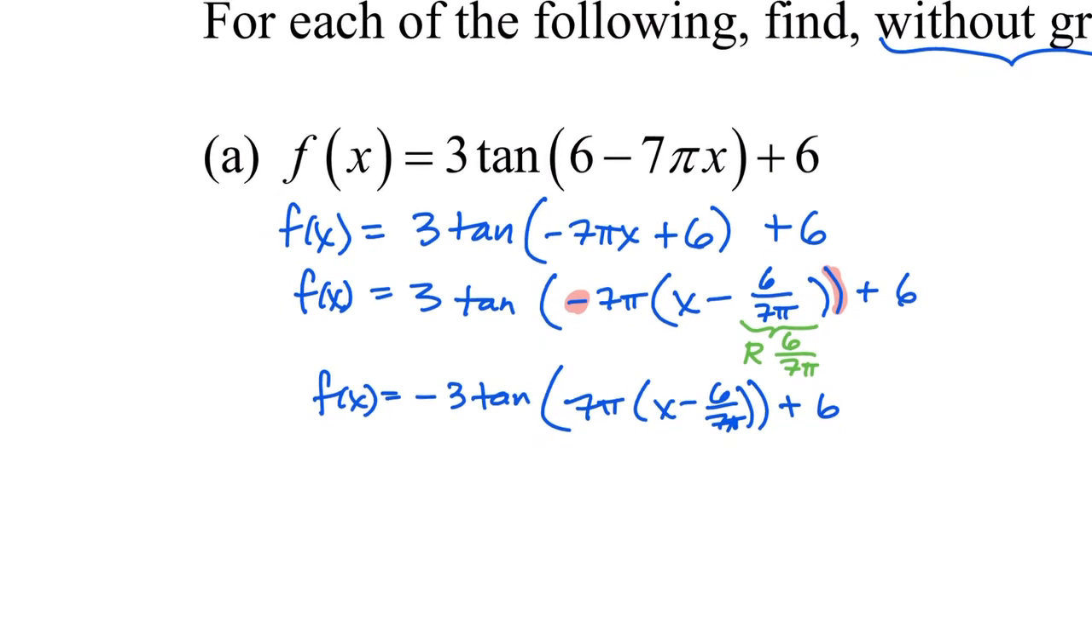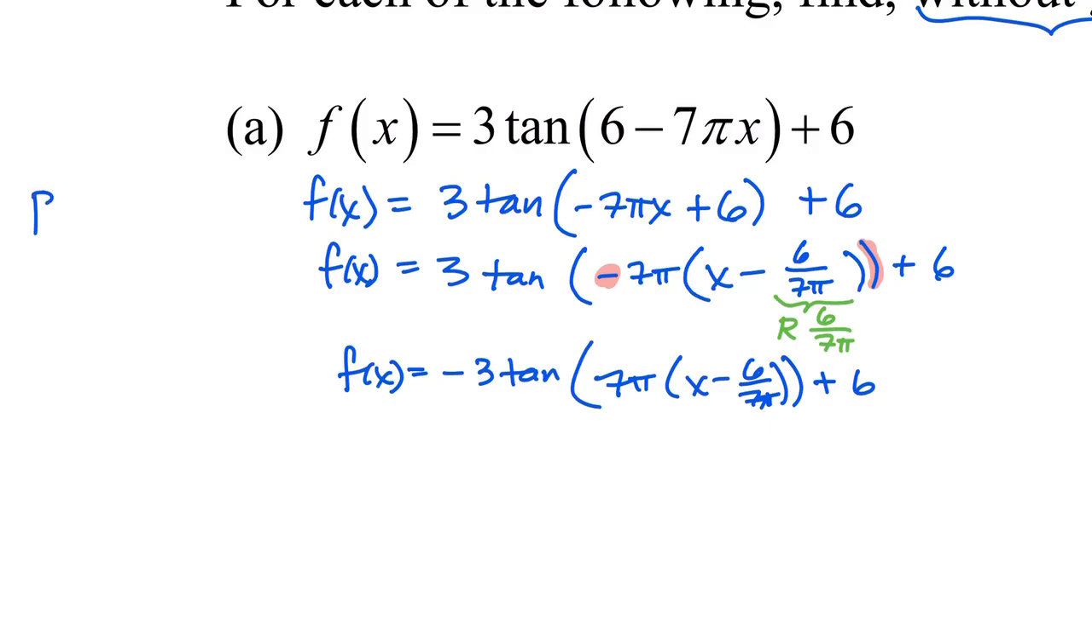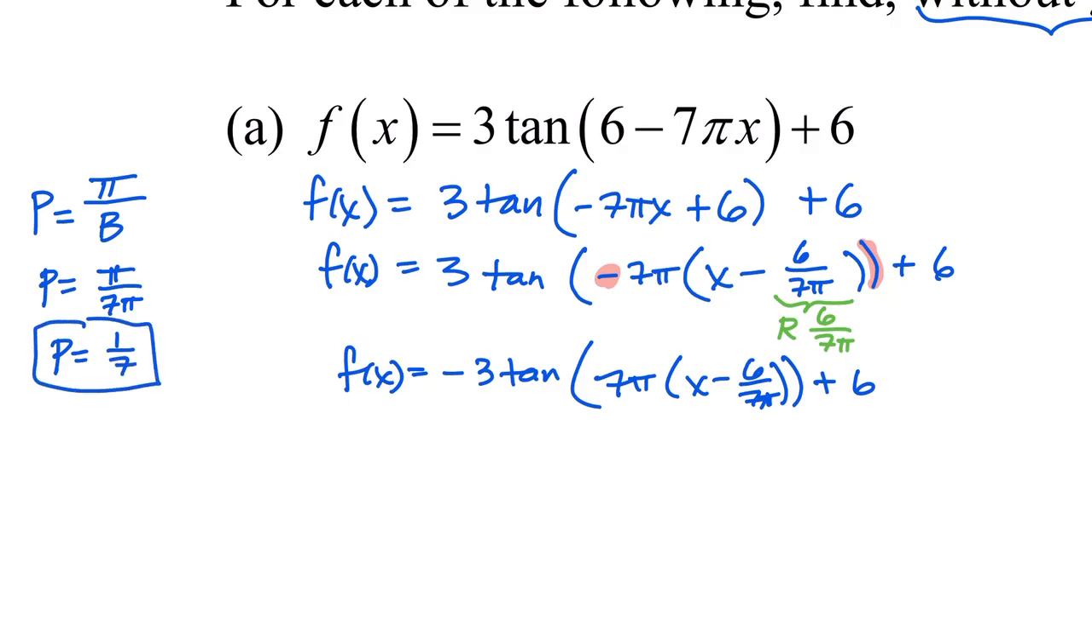All right, now we'll answer the questions. Off to the side here, it says to find the period. What's the formula for period for tangent and cotangent? Is it pi over b or 2 pi over b? It's pi over b. For tangent and cotangent, it's pi over b. So for us, our b is 7 pi, and the pi's divide out, and we end up with a period of 1/7. I'm going to box that.